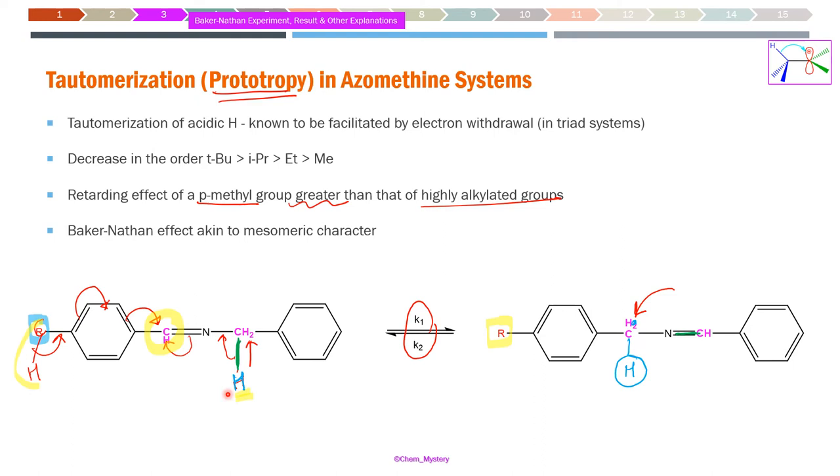and that is what we can see when we change those t-butyl, isopropyl, ethyl and methyl groups. This corresponds very well to the explanation given by the Baker-Nathan effect or by hyperconjugation. That prototropy we can explain using this hyperconjugation.